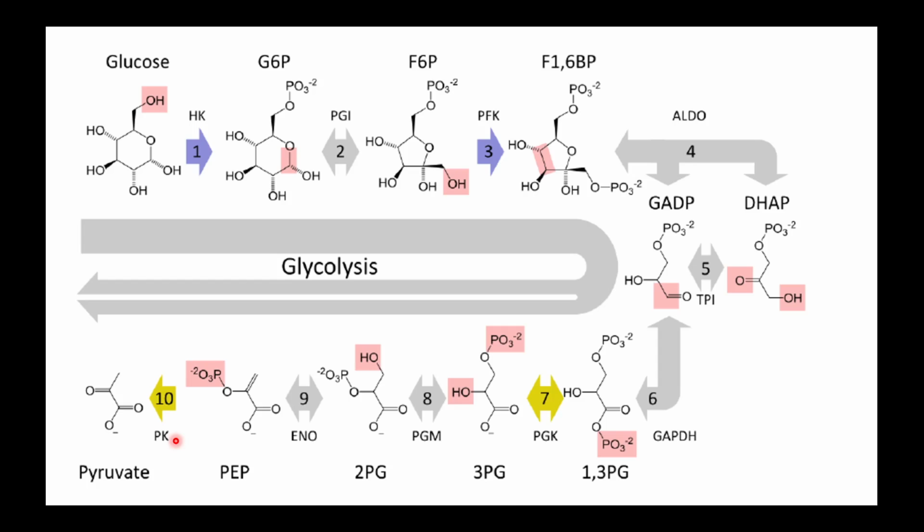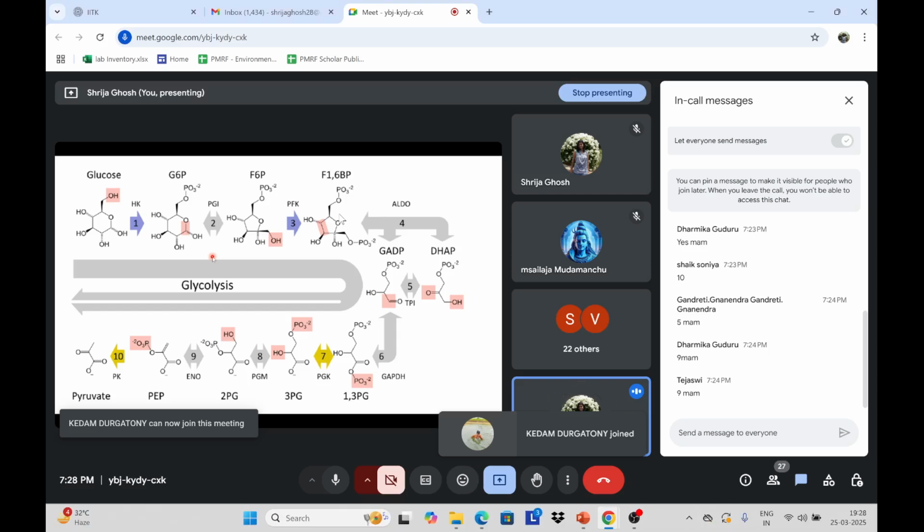Okay, and in total, if you can count, we have 10 intermediates. So 1, 2, 3, 4, 5, 6, 7, 8, 9, and 10. So we have in total 10 intermediates in the glycolysis pathway.